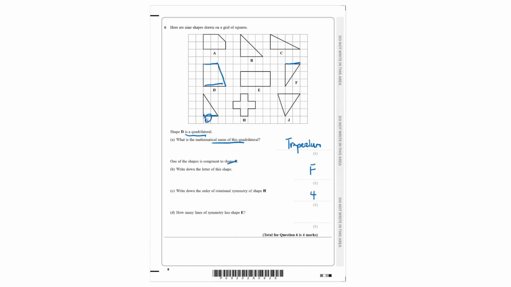How many lines of symmetry has shape E? Well, shape E has 1 and 2 lines of symmetry, so we can write here 2.